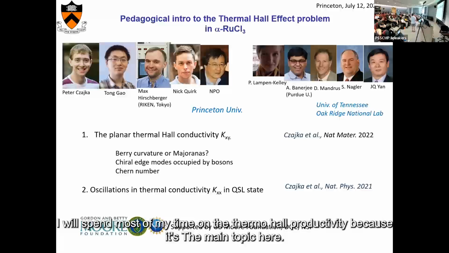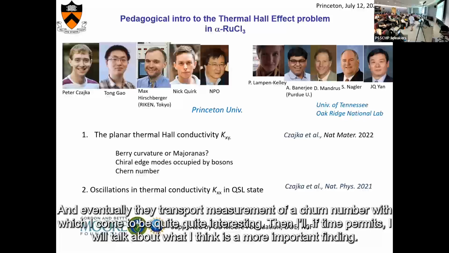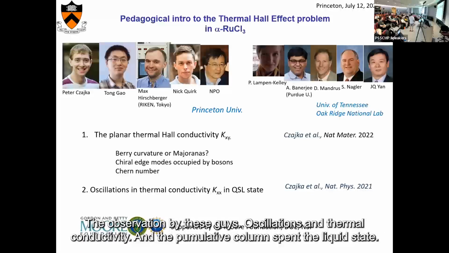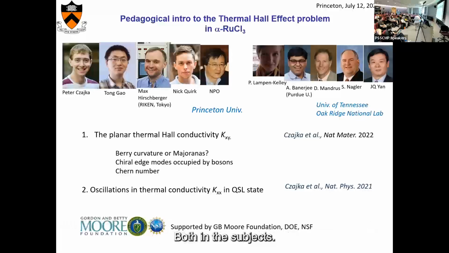I will spend most of my time on the thermal Hall conductivity because that's the main topic here. And in the slides I slipped in introductions to the Berry curvature, not so much Majoranas, chiral edge modes, and eventually a transport measurement of the Chern number, which I found to be quite interesting. Then if time permits, I will talk about what I think is a more important finding, the observation by these guys of oscillations in the thermal conductivity in the putative quantum spin liquid state. And if I don't get to cover this topic, both subjects have appeared in one of the Nature periodicals.